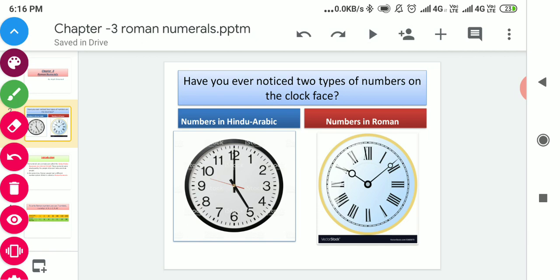Students, have you ever noticed two types of numbers on the clock face? Here in this figure you can see two types of clocks are given. One has numbers in Hindu Arabic and the other has numbers in Roman. In this clock you can see the numbers are given in the Hindu Arabic number system, and in this clock you can see 1 is written like this, 2 is written like this, and 3 is written like this. These are all called Roman numbers. Let us understand.